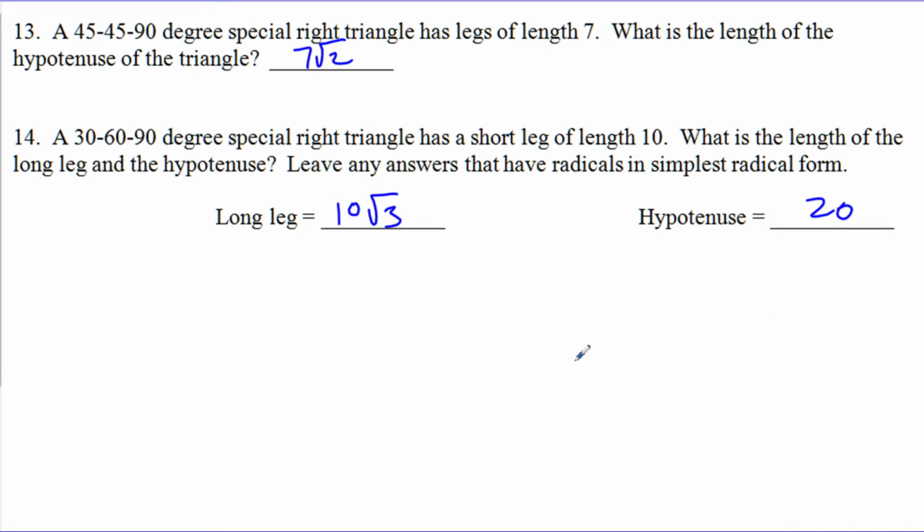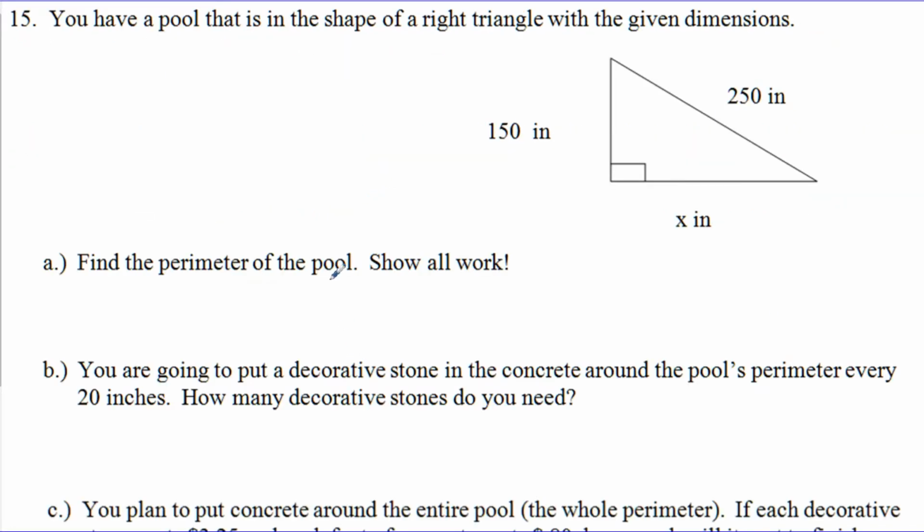So that's just direct application of the rules in the simplest way that we can. Okay. Problem 15, it says you have a pool that is in the shape of a right triangle, right? And they want to know the perimeter of the pool. So in this case, we have to find a missing side.